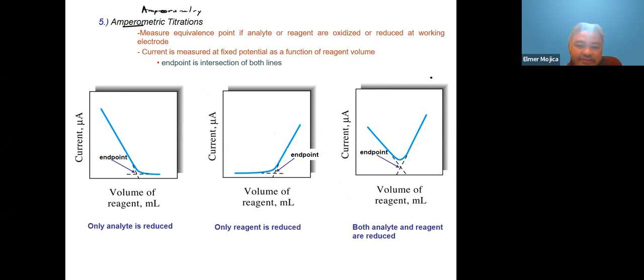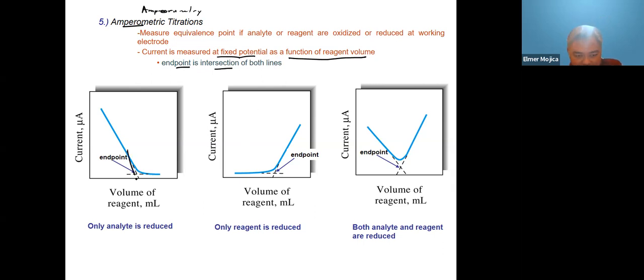So you can also use an amperometric titration. Here you measure the equivalence point if the analyte or reagent are oxidized or reduced at the working electrode, and the current is measured at a peak potential. So ito yung difference, yung voltammetry current at changing potential. And here, if it's a titration, current is measured at the peak potential as a function of the reagent volume. So the endpoint here is the intersection of both lines.